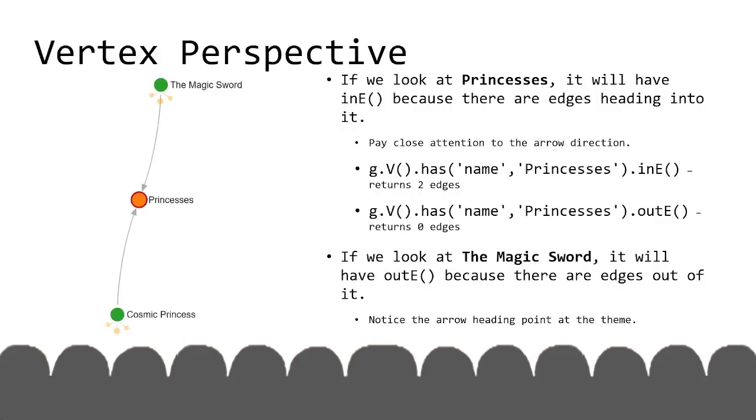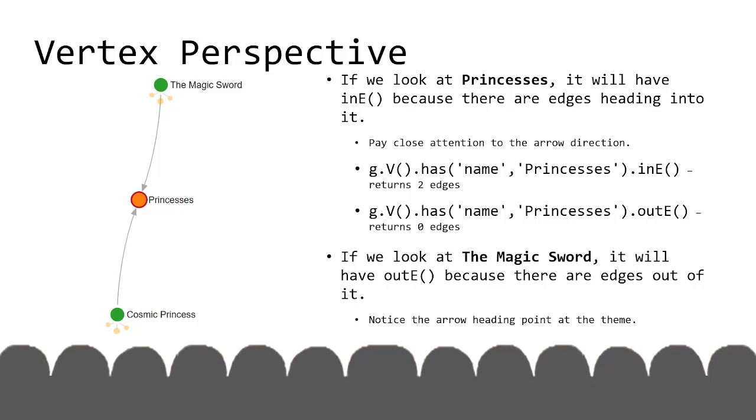I'm going to break it down. Let's look at vertex, and then we'll look at edge. So vertex. What should you know about vertices? We're going to look at princesses for this example. It has inE. Why does it have inE? Because there are arrows pointing at it. It has relationships coming into it. If we do g.V, so get all the vertices that have the name princesses, and inE, that will come back with 2 edges. If we do outE, there should be 0 edges because there are no relationships coming out of that princess's node.